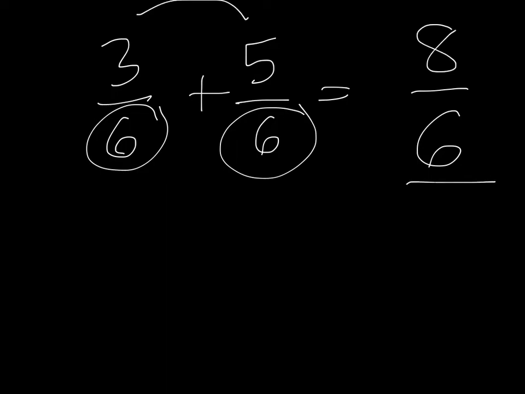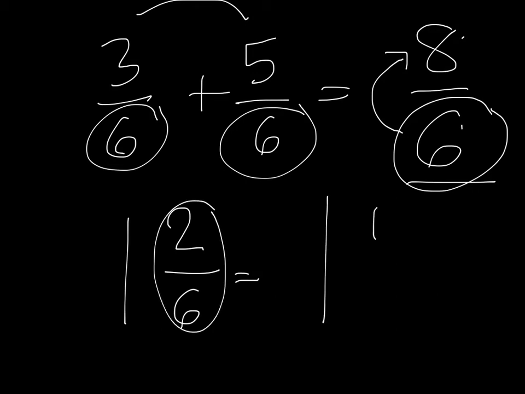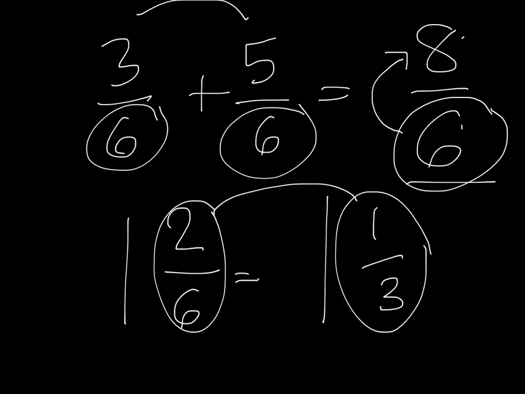Our answer is 8 sixths, but it's not complete yet. We have to convert it. How many times does the denominator go into the numerator? Well, 6 goes into 8 once, with 2 sixths left over. You know, we could even make that simpler by converting this to an equivalent fraction, which would be 1 1/3. Did you know that 2 sixths is equivalent to 1/3? Never mind if you didn't, we'll do that in the next lesson.